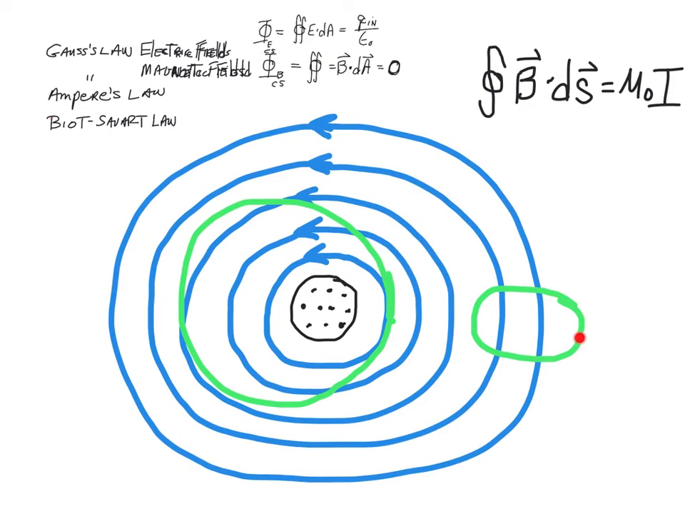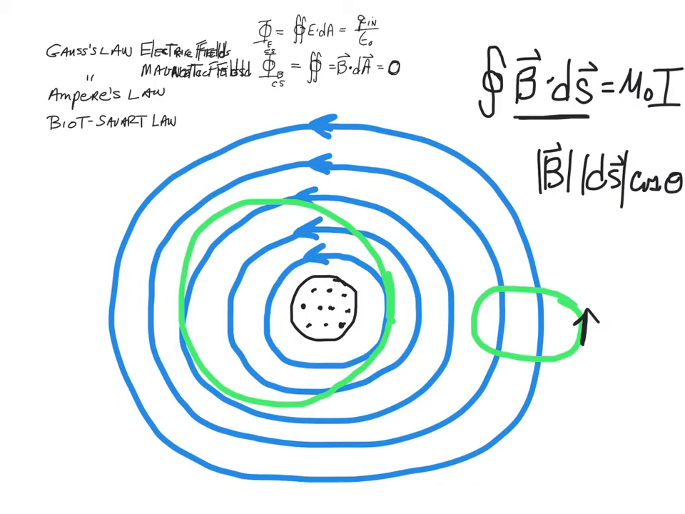And remember what the line integral is. It means that we're going to go around the loop, and at every point on the loop we're going to take a small displacement vector, or ds, and we're going to evaluate this dot product. Now remember what that is. That's the magnitude of B times the magnitude of ds times the cosine of the angle.